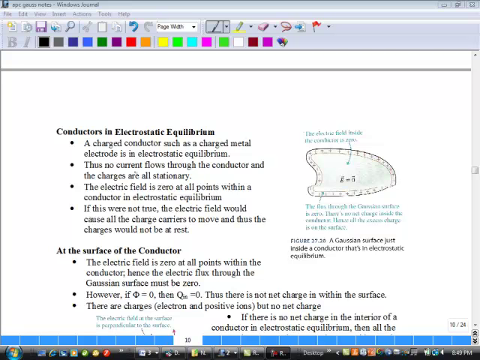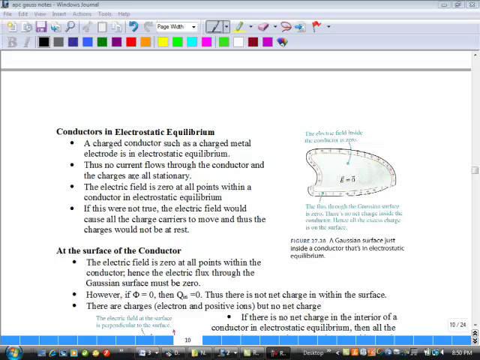Let's talk a little bit more in depth about conductors and non-conducting spheres. In this case, we're going to talk about conductors in electrostatic equilibrium. A charged conductor, such as a charged metal electrode, is in electrostatic equilibrium. Thus, no current can flow through the conductor and the charges are all stationary.